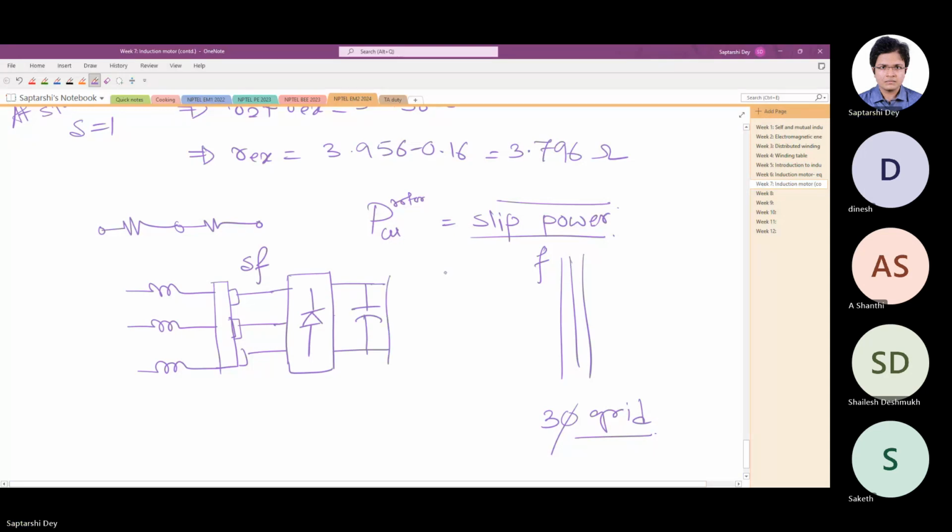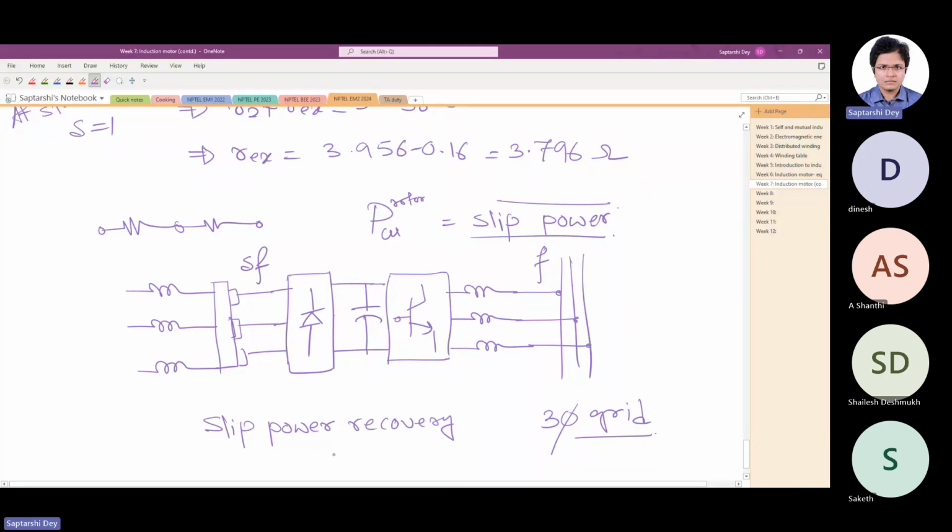Then you have a three-phase inverter. The inverter's switching fundamental frequency will be at the grid frequency, and you connect it to the grid. This is sometimes called slip power recovery. You're recovering the slip power, not letting it dissipate in the rotor.